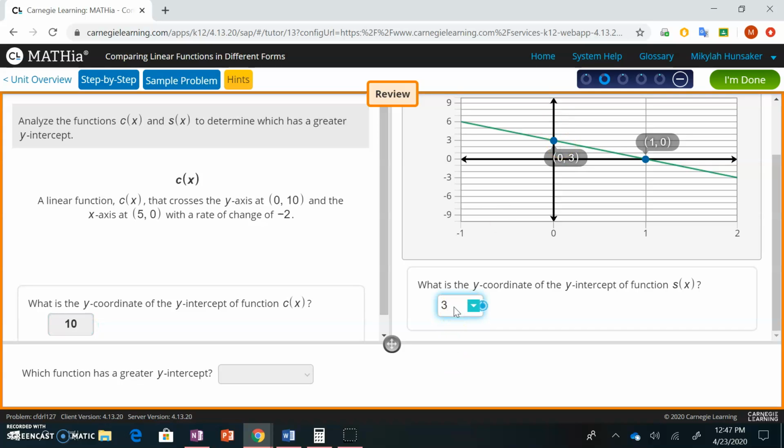Ooh. Awesome. So we just have to figure out which one has the greater y-intercept. Remember that the c of x and the s of x, that's function notation, is just naming them. C of x was here on the left, it had a y-intercept of 10. S of x was here on the right, had a y-intercept of 3. We want the greater one, so we have to click the c of x. That went by pretty quickly. Remember to move on to the next one, you just click I'm done.